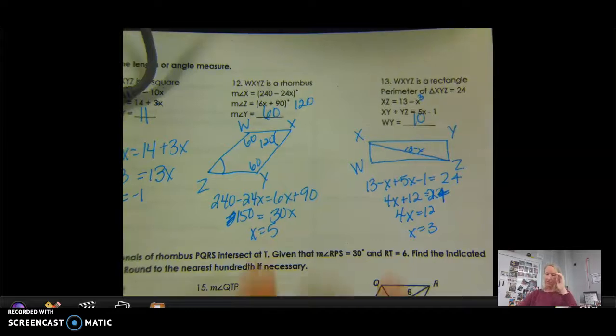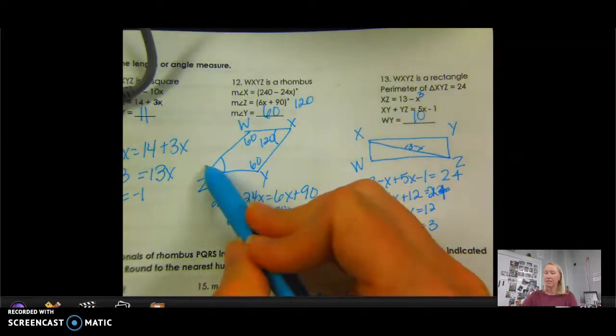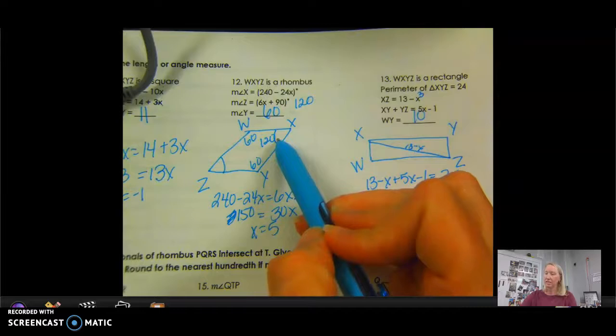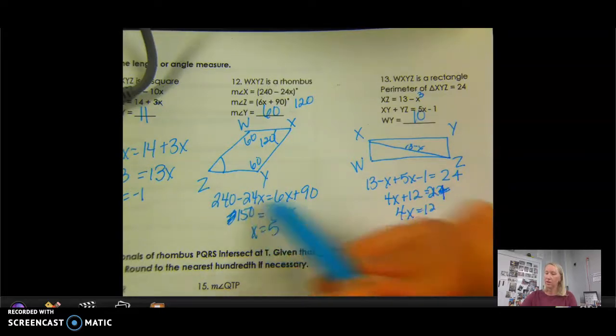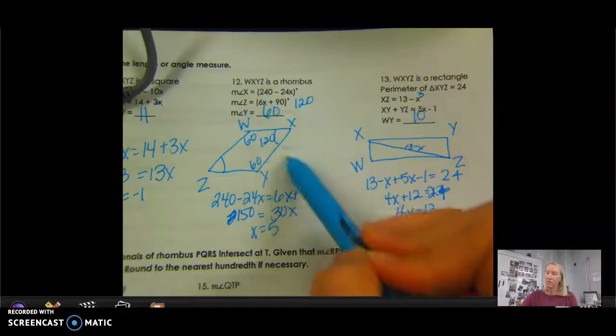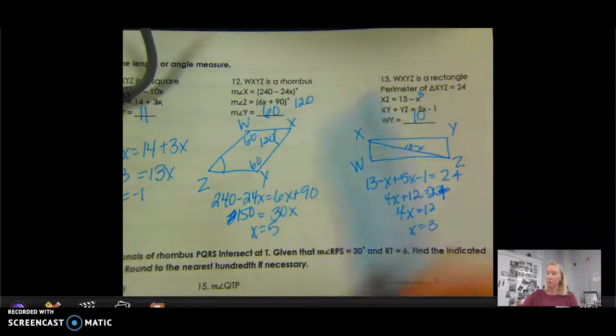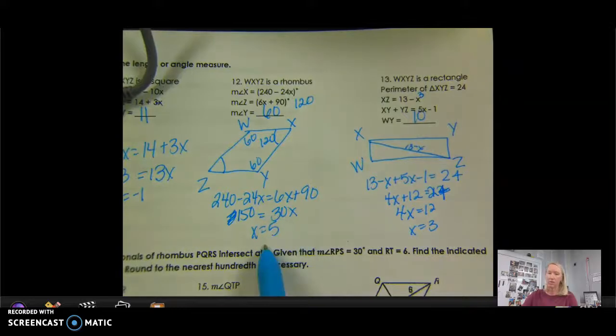Okay, so we're going to look at these two real quick. So this is a rhombus. So I drew a rhombus and I labeled the sides. They're telling me that x is 240 minus 24x, and they're telling me that z is 6x plus 90. Well, if I look, those are across from one another, so those will both be the same angle measures. So I set them equal to each other, and I went through and I solved for x.